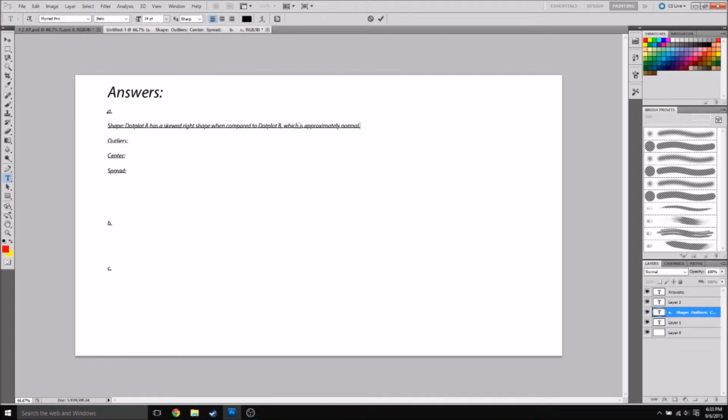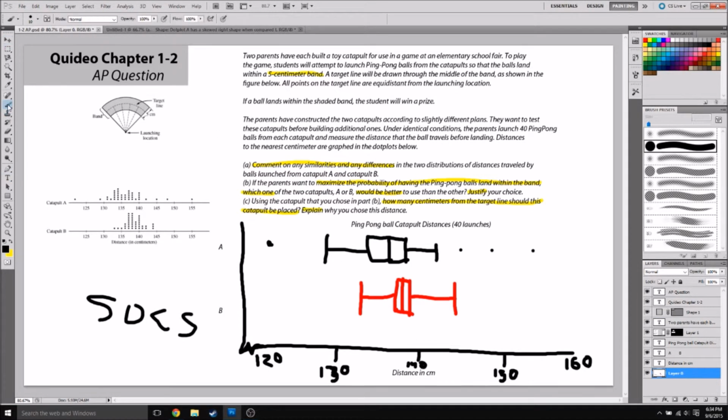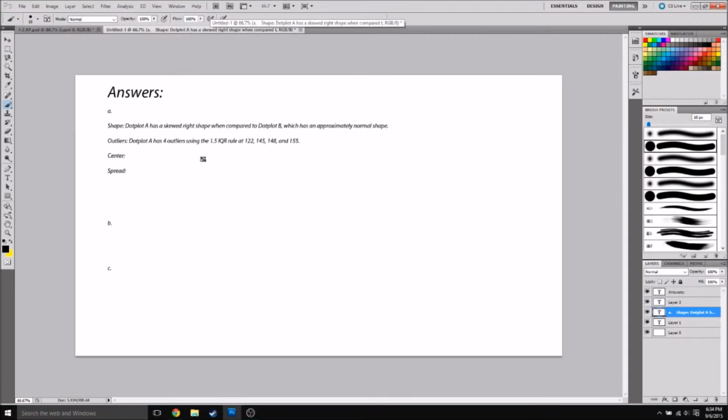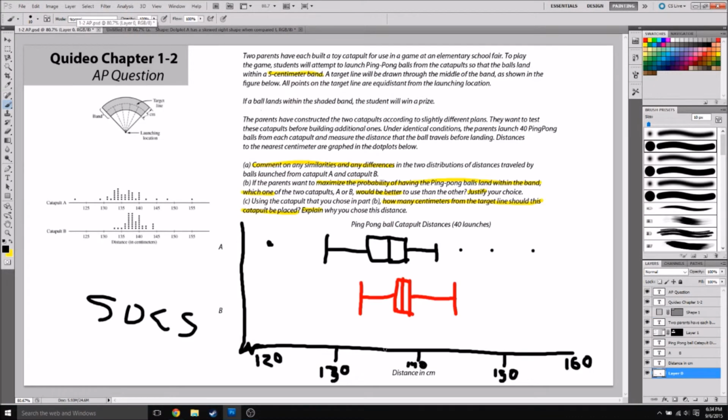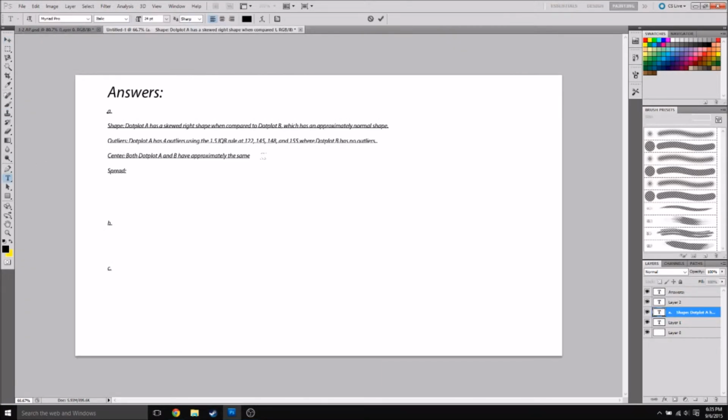When we get to the spread, which is a 5-number summary, catapult A has a larger range. It also has a larger inner quartile range of 4.5 than catapult B at an inner quartile range of 3. The minimum for catapult A is 122, quartile 1 133.5, median 136, quartile 3 at 138, and max at 155, compared to catapult B that has a minimum of 133, quartile 1 of 137, a median of 138, a quartile 3 of 140, and a maximum of 144. Catapult B is more consistent than catapult A. So I would choose that personally.